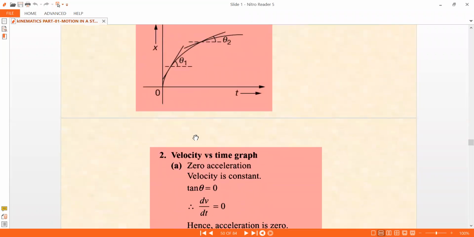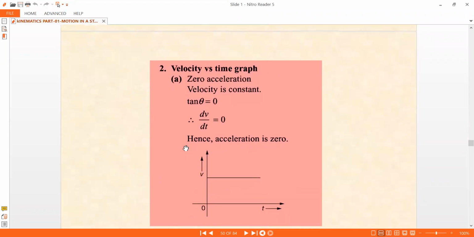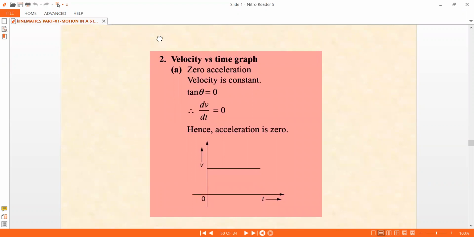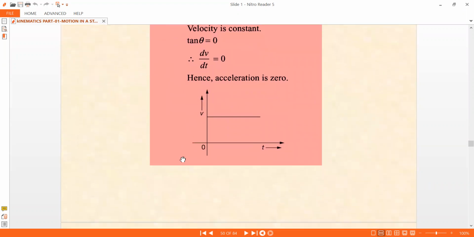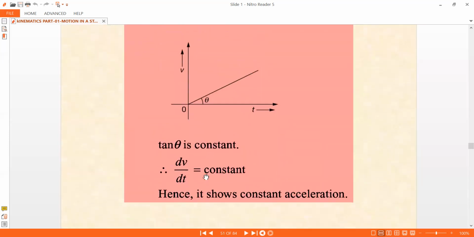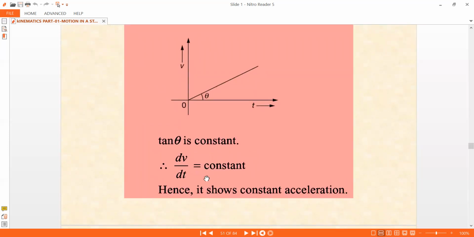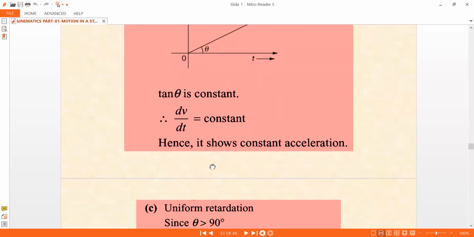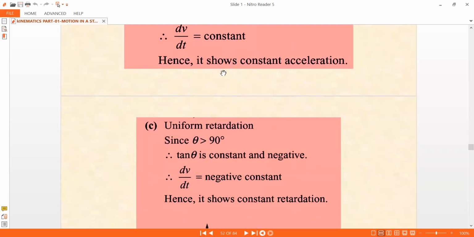So the next part is the velocity versus time graph. If you don't have an acceleration, the velocity time graph will be straight and parallel to the time axis. So dv by dt is equal to 0 when you don't have any acceleration. That is a zero acceleration situation. Velocity remains constant. Now, the next condition is uniform acceleration. For uniform acceleration, the vt curve is a straight line. So we'll have a theta, and tan theta happens to be acceleration, that is dv by dt. That remains constant. Tan theta is constant, hence it shows a constant acceleration.